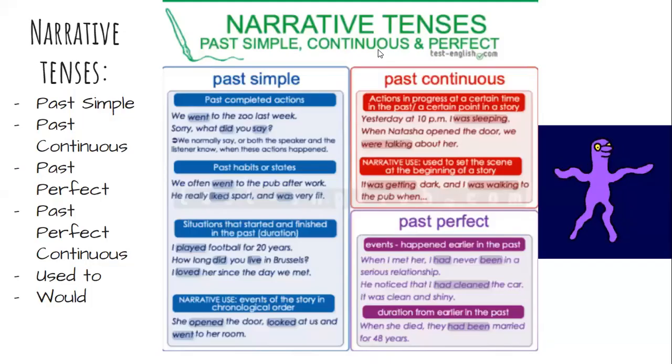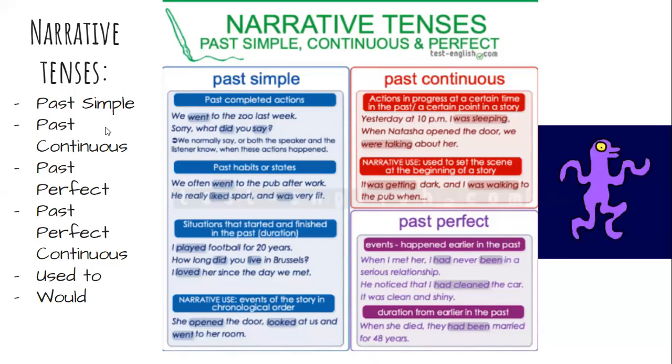Here you can see the different narrative tenses. On the left, you have past simple, past continuous, past perfect continuous, used to, and would. And in the middle, you have a bit of an idea how they work. I'm just going to quickly mention, from the example we checked in the morning, we used the past simple to explain completed actions, habits or past states, situations that started and finished, and in the narrative tenses, I would say, the events in a sequence.